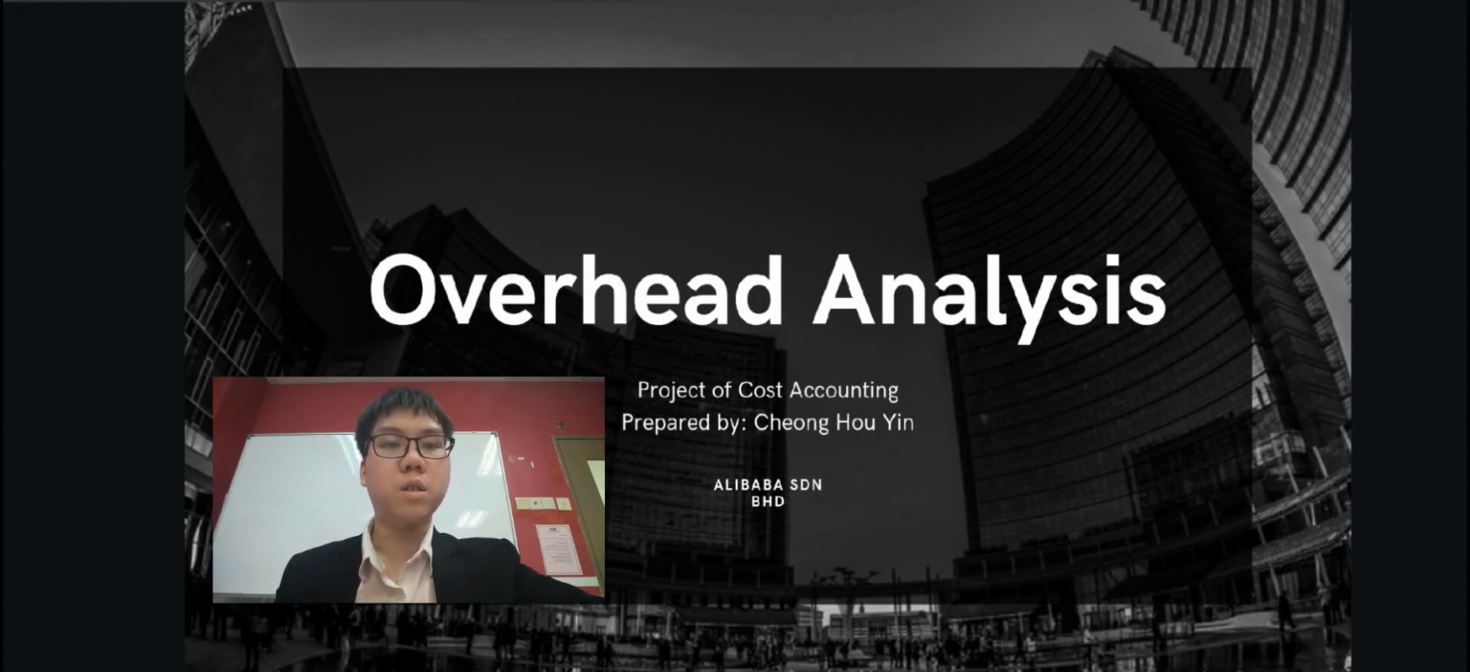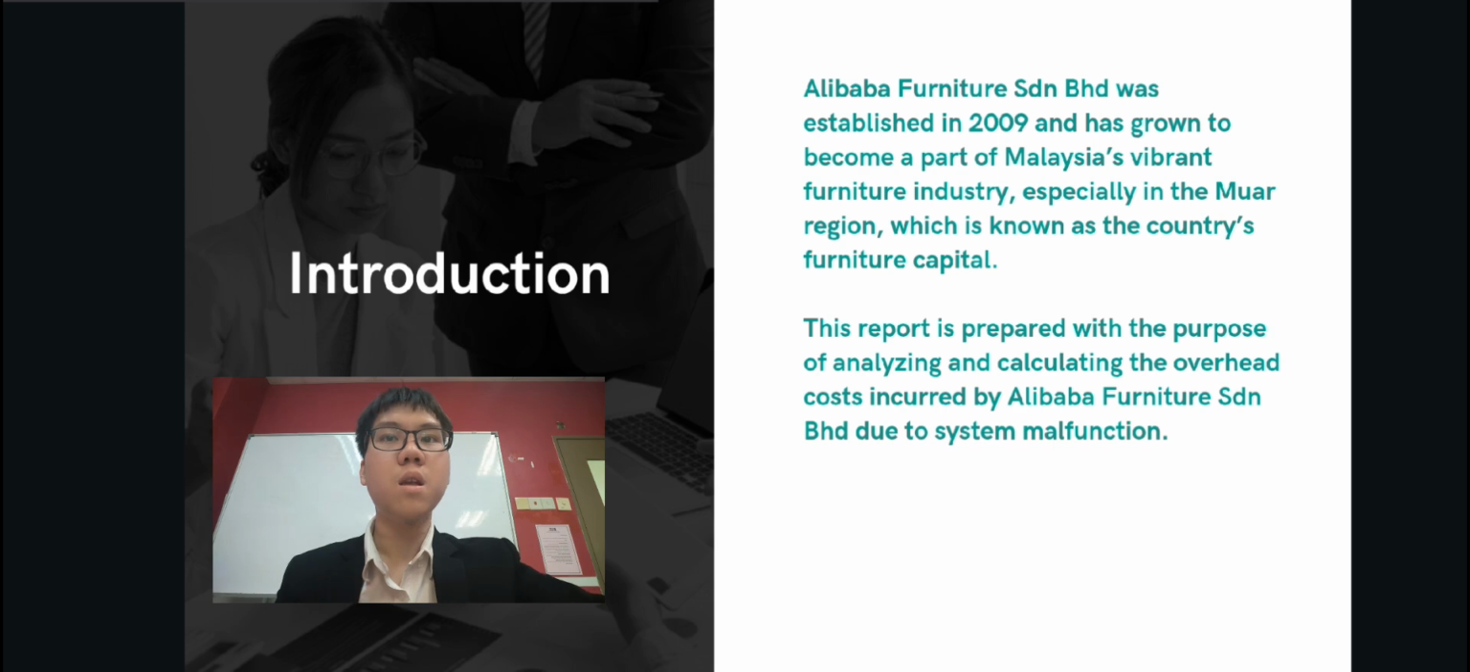So this project is about the overhead analysis of Alibaba Furniture Sendirian Berhad. Alibaba Sendirian Berhad was established in 2009 and has grown to become a part of Malaysia's vibrant furniture industry, especially in the Muar region, which is known as the country's furniture capital.